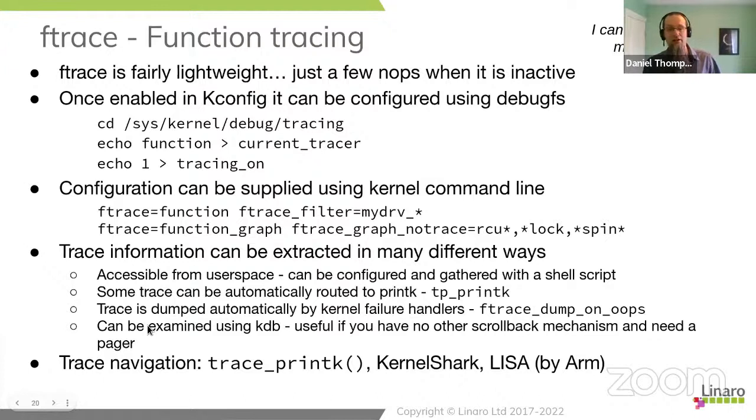KDB is the on-target version of KGDB, if you like. KGDB allows you to connect an external GDB to it. KDB puts up a prompt on your serial port that allows you to type commands. And one of the commands that KDB offers you is a way to look through the ftrace. A particularly nice thing about KDB in that instance is it gives you a pager and a grep mechanism. So if you are working on a device where you don't have a scrollback mechanism, i.e. the screen as opposed to a UART, KDB can actually be quite helpful.